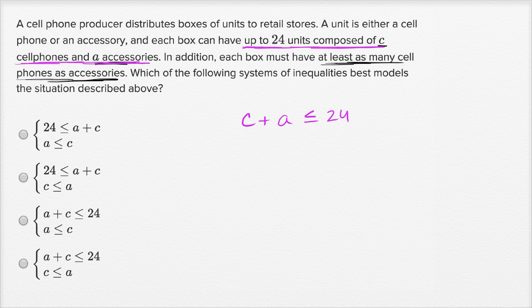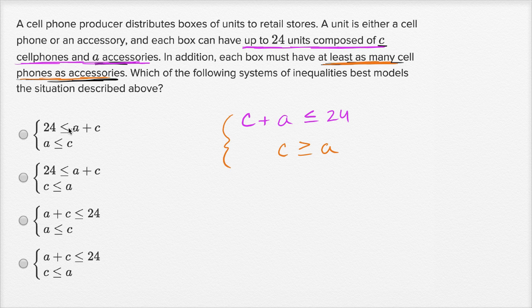And then they tell us right over here, each box must have at least as many cell phones as accessories. So the cell phones have to be greater than or equal to the accessories. All right, those are the constraints. So let's see which of these choices match them.